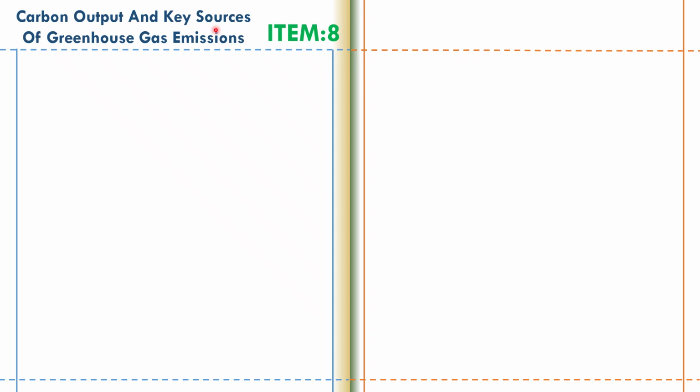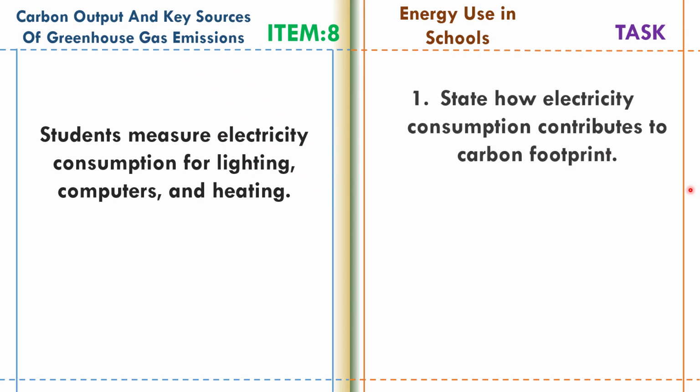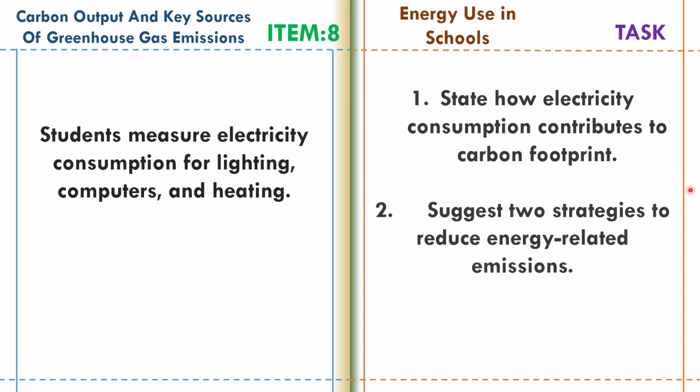Carbon output and key sources of greenhouse gas emissions. Item 8. Energy use in schools. Students measure electricity consumption for lighting, computers, and heating. Task: state how electricity consumption contributes to carbon footprint. Suggest 2 strategies to reduce energy-related emissions.